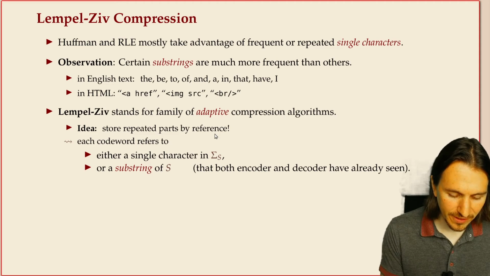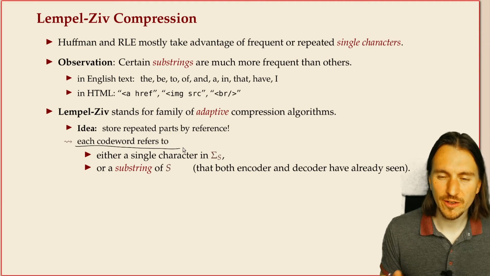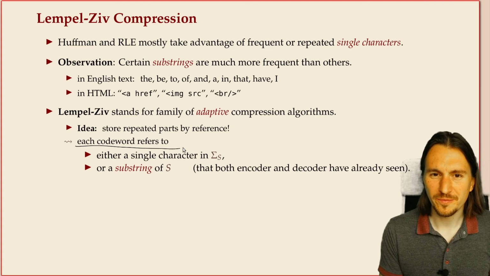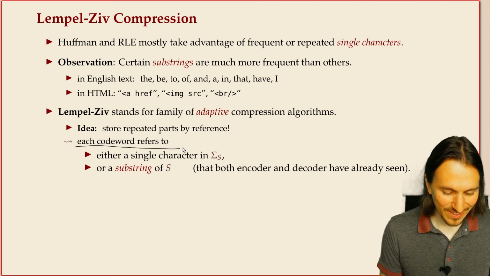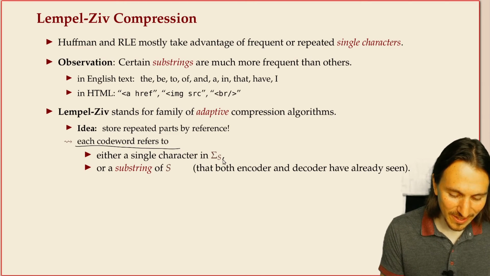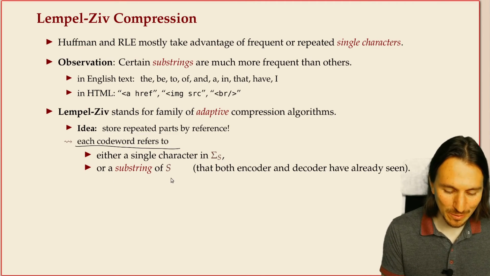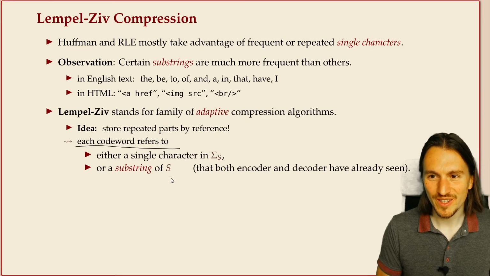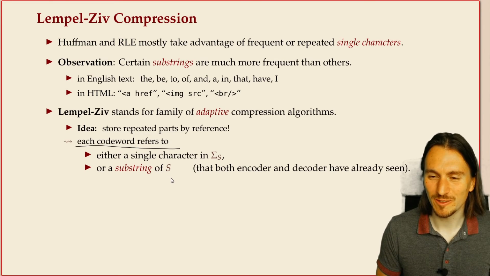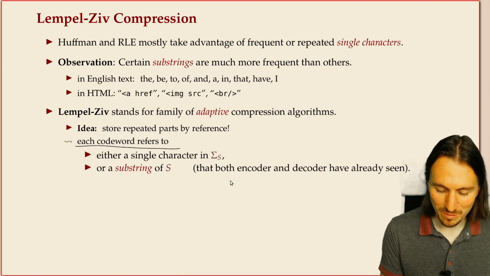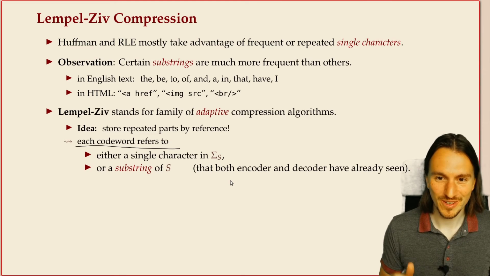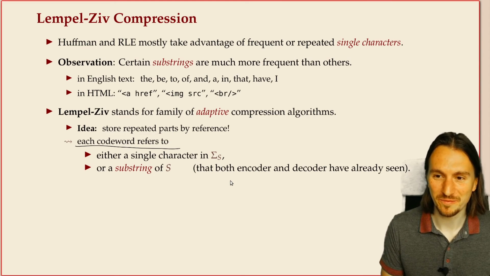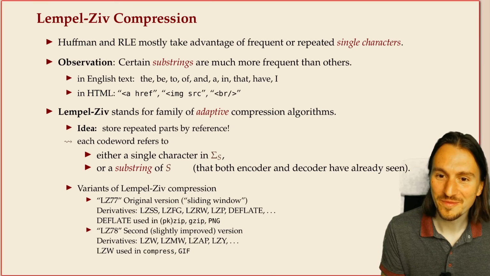So a code word here is no longer encoding a fixed thing in every instance, but it encodes a single character or a substring of something we've seen before. And depending on the source text, that can be a different string each time. The important part will be that both the encoder and the decoder must have seen that substring before. Otherwise, you could not decode it again. But this will work out.